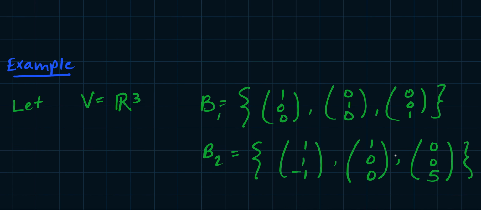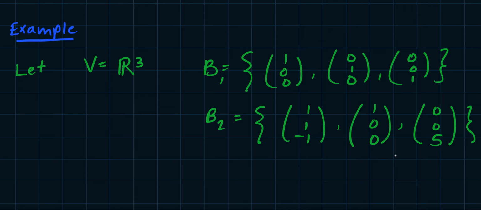Let's work with an example. Let's say our vector space is R3, and we have two bases for R3. Now this one's obviously a basis. This is the standard basis, and we know and love that one. This one is also a basis, but you might have to convince yourself it's a basis.